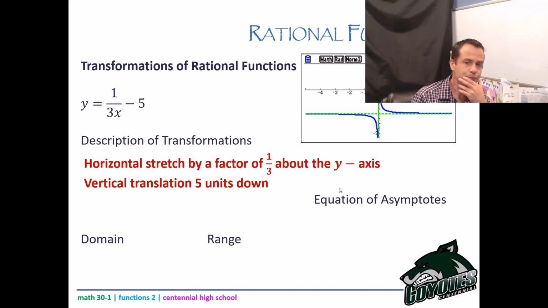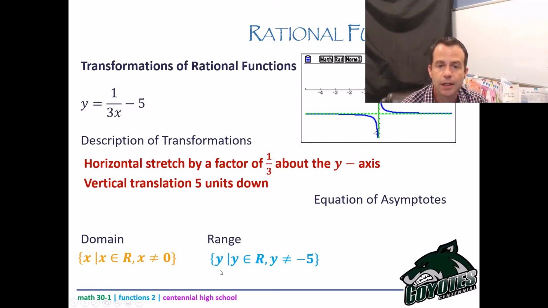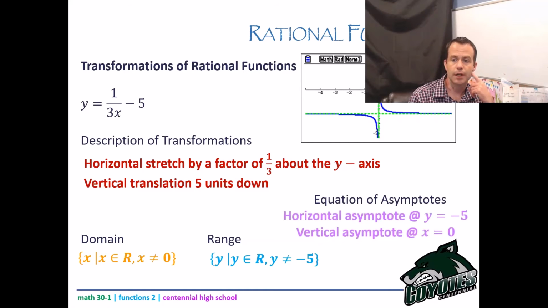The domain. Well, x is a member of the reals, but it can't be 0. And the range would be y is a member of the reals, but it can't be -5. And then again, my equation of the asymptotes: I have a vertical asymptote at x equals 0, and I have a horizontal asymptote at y equals -5.